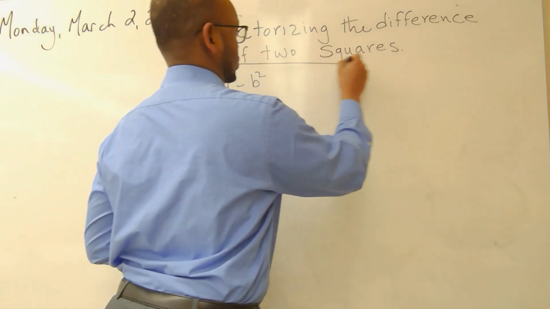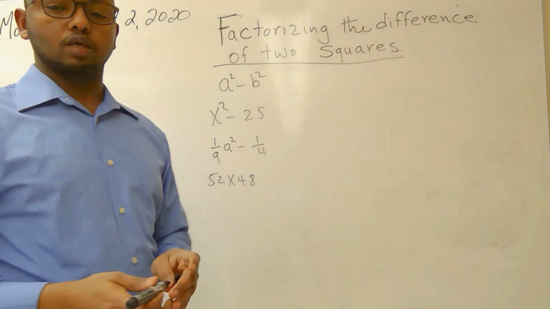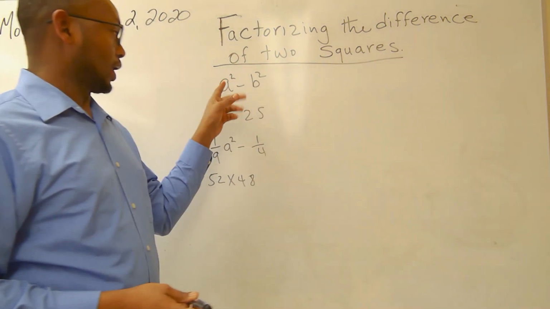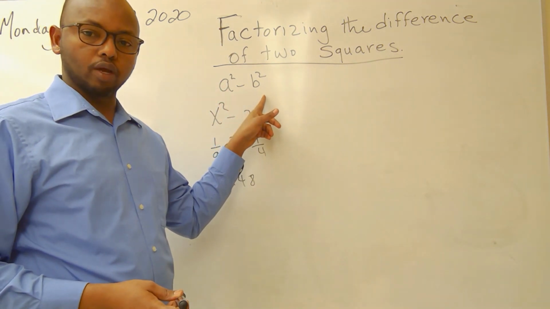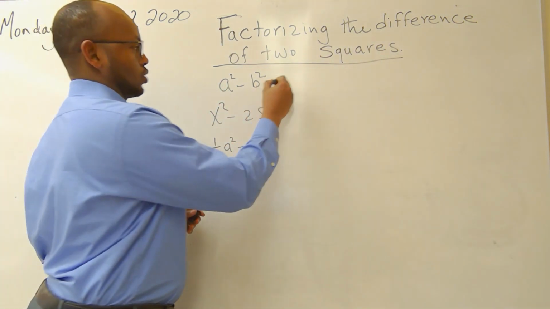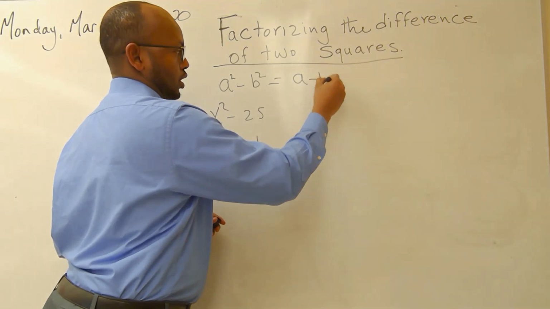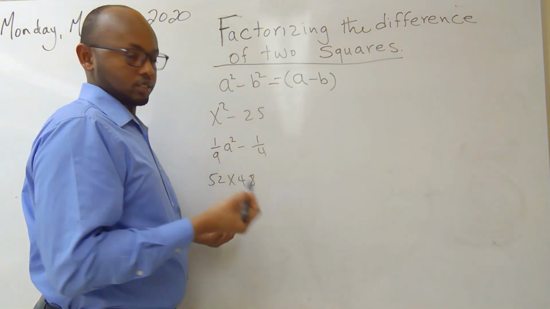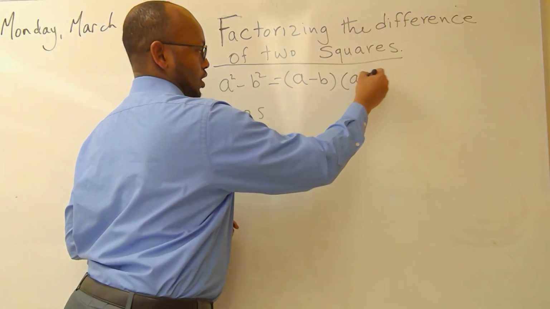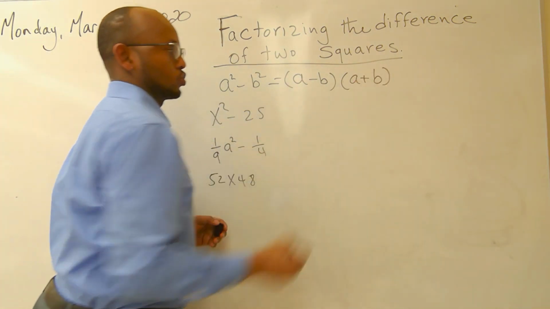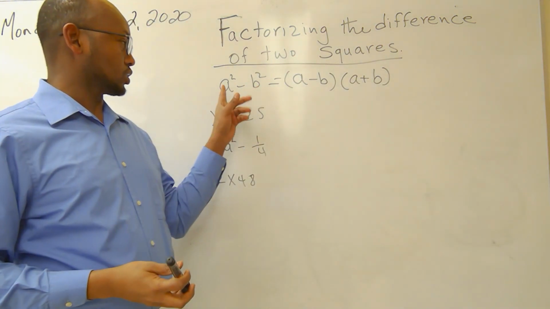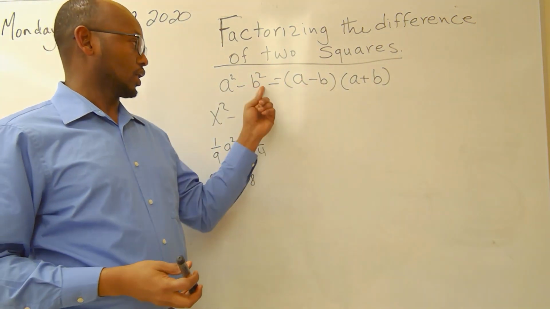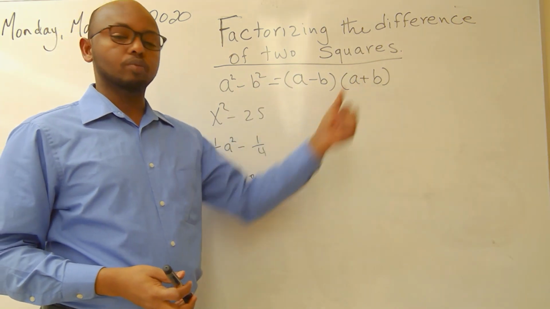Factorizing the difference of two squares. How do we solve an equation like this? When I have a squared minus b squared, I write a minus b in brackets, and the same a but change the sign: plus b. So you take the first and the last, once with a minus and once with a plus.